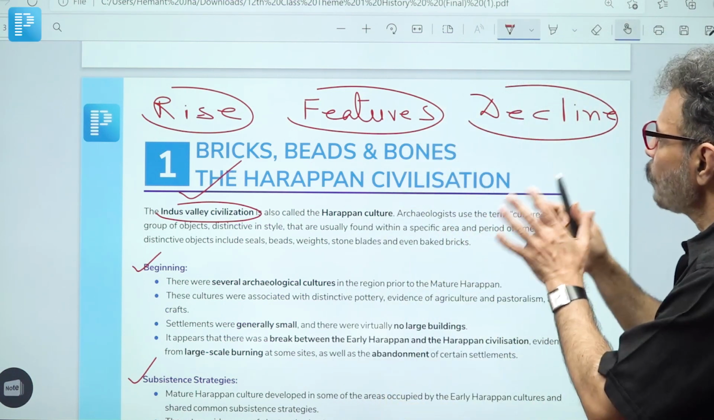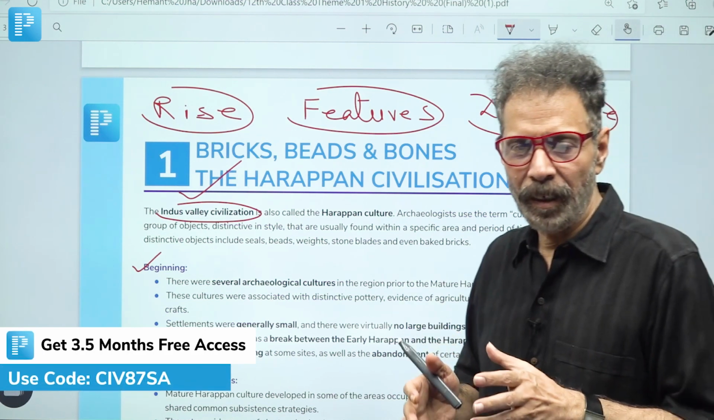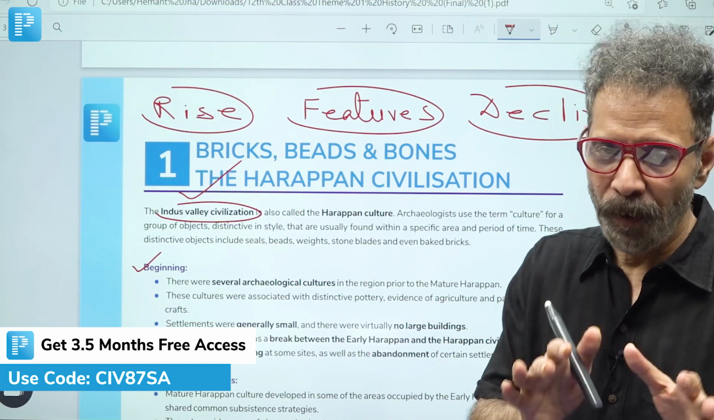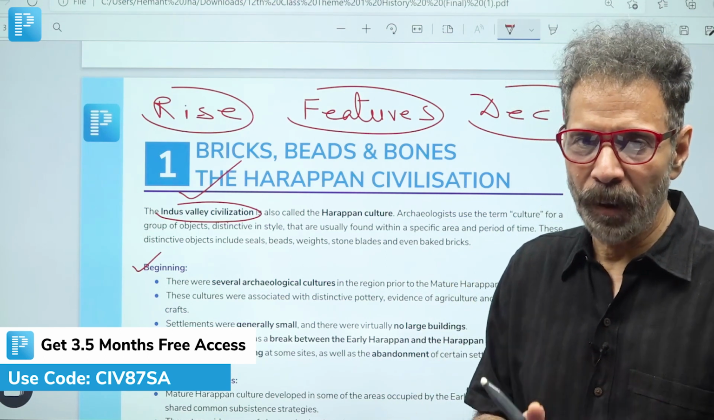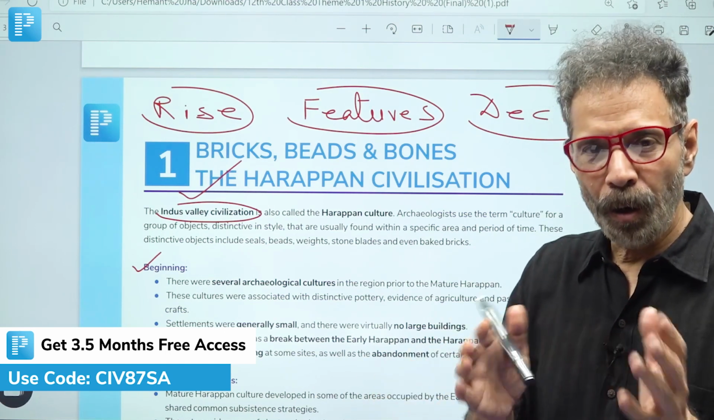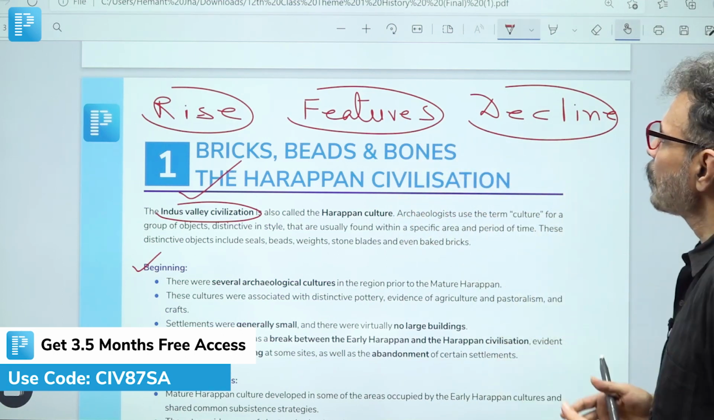So rise, features, and decline. These three together represent everything about this topic. And this is the description, what you find in this book. So the summary of this topic, the way presented here, is also all about the rise, the features, and decline.